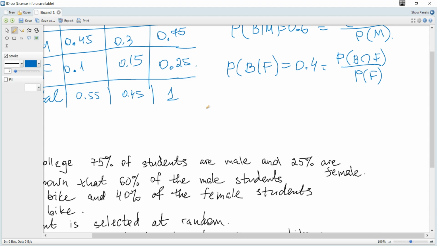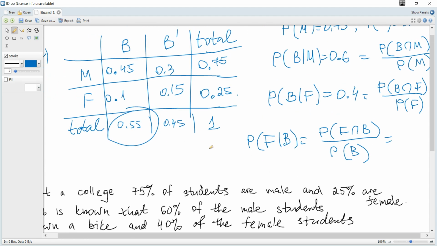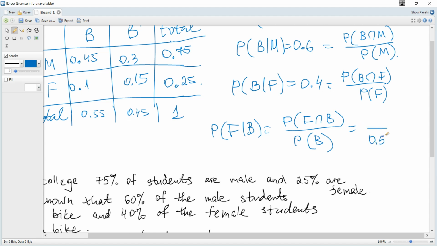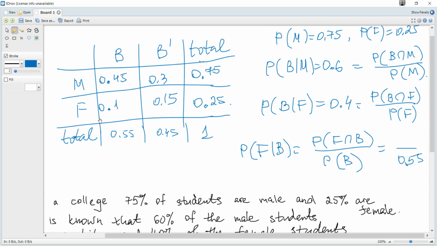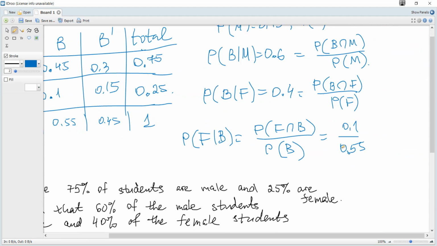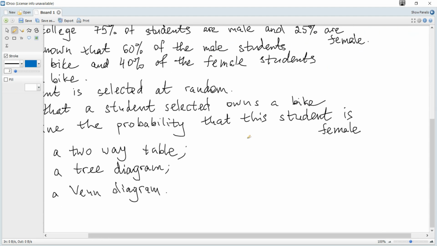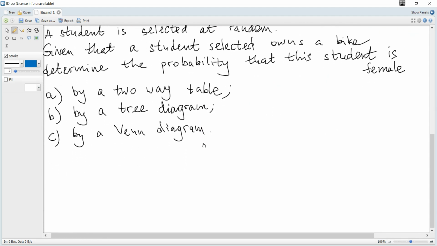And the question, probability female given bike, becomes probability female and bike divided by probability of bike, and you can see that probability of bike is 0.55 and F and B is 0.1, and we get the same result. It's 10 over 55 or 2 over 11. And the second method is by a tree diagram.